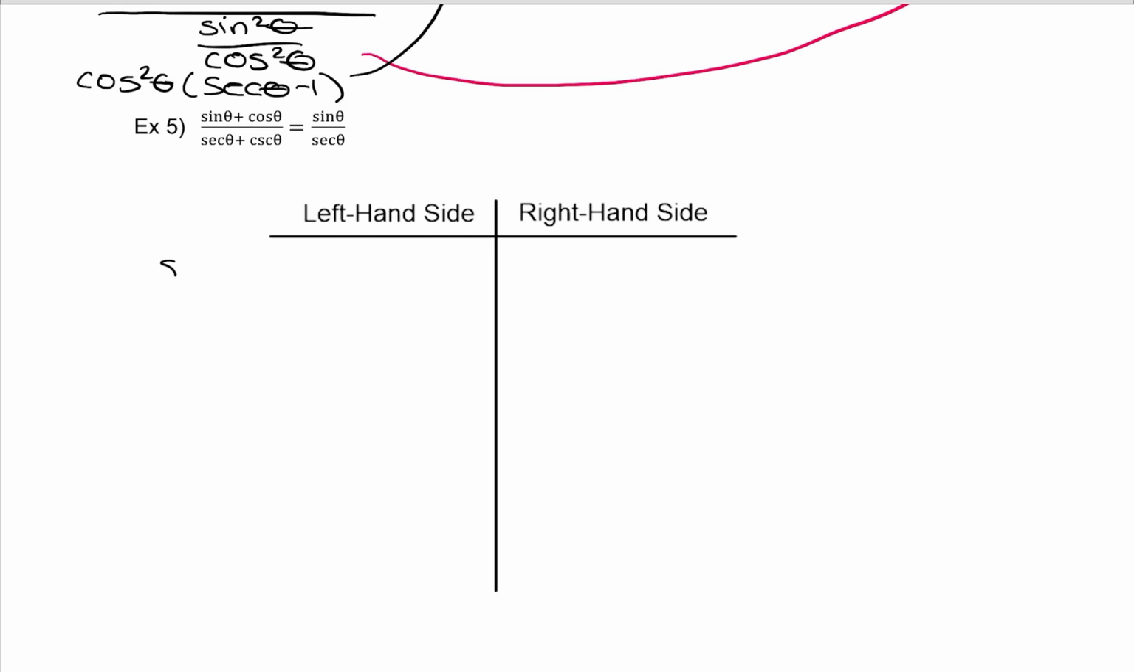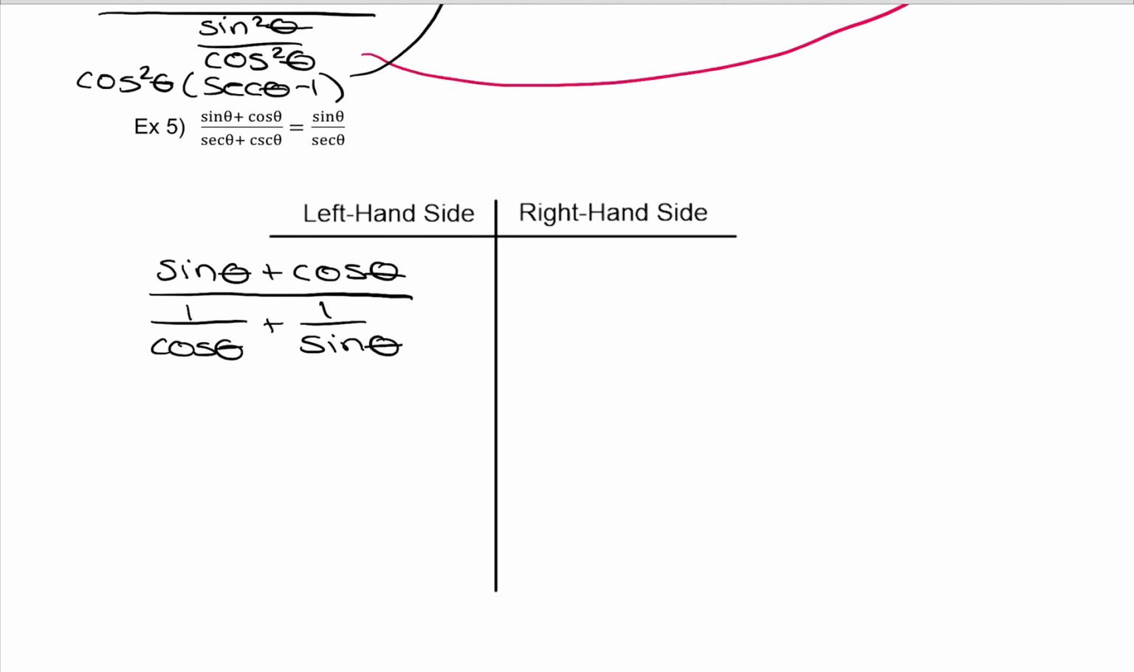The numerator is already sine and cos. I'm going to change the bottom to 1 over cos theta plus 1 over sine theta. Now, because I'm adding fractions, I'm going to need to find a common denominator. So my common denominator on the bottom is going to be cosine sine. They're both going to need a cos and a sine. The first one is missing the sine theta, so I'll multiply that top and bottom. The second one, I'll multiply the top and bottom by cos theta.